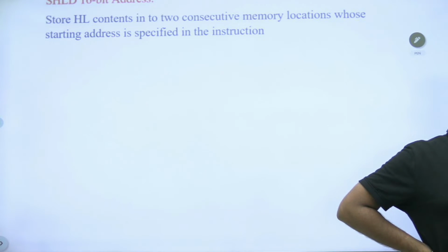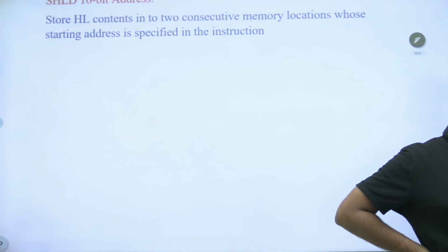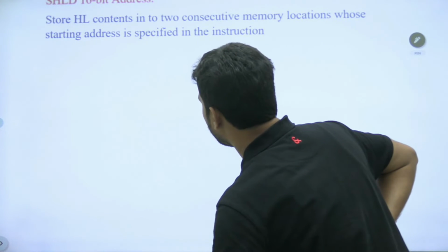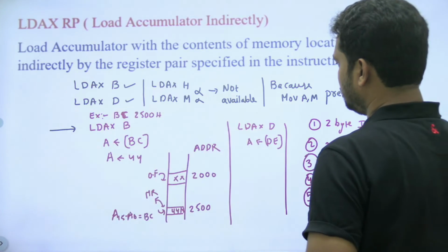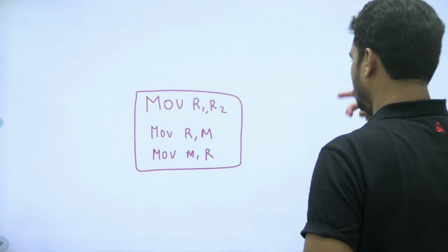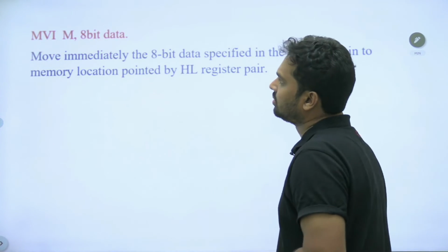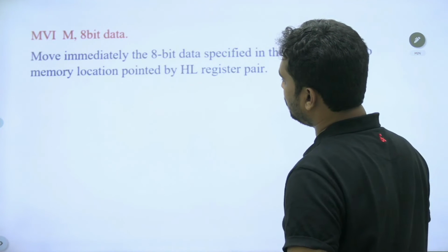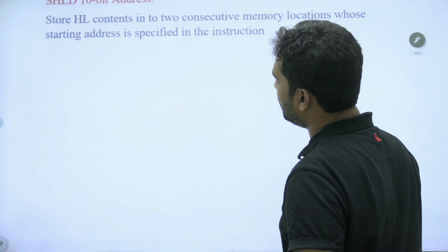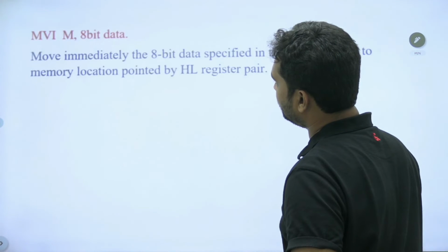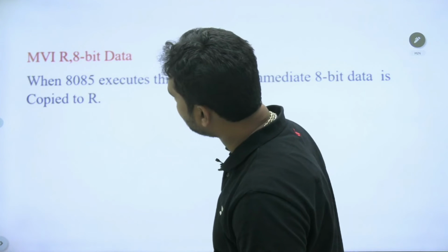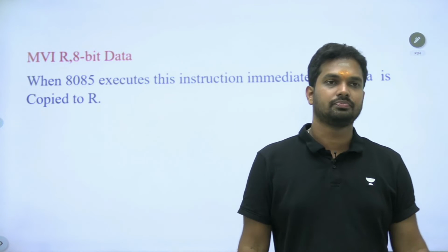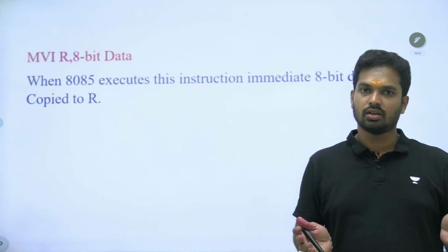In the sixth lecture. Yeah, this is done. MOV M,R and MOV R,M are discussed already. Only MVI instructions are not done. So how many instructions are left over in the data transfer group? 3, 4, 5 instructions. That will wind up this data transfer group of instructions, then we will move to the next.